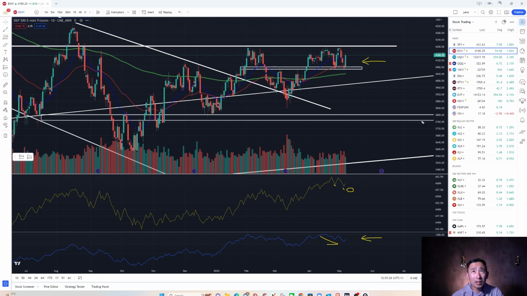So I don't think I am going to be eager to buy it. If I see a rejection on the top area, I could sell it back to here, or if it's below this blue box, 4,060, 4,040, yes, I will sell it too. So let's see on that.